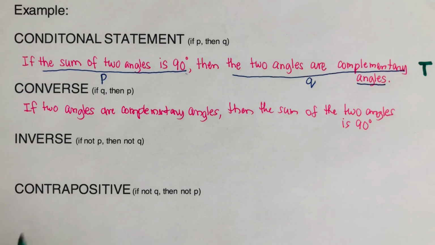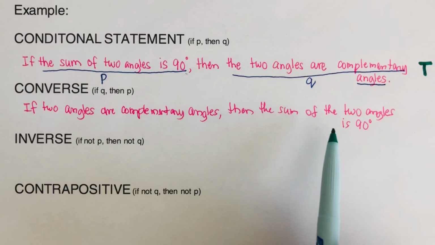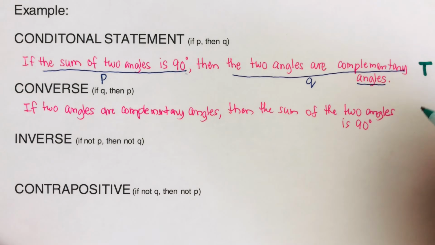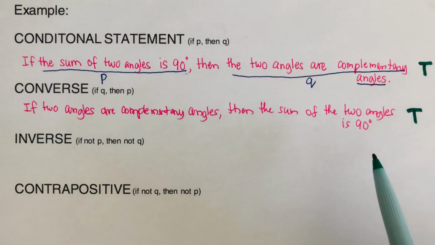Let's look at it again. If two angles are complementary angles, then the sum of the two angles is 90. This statement is true. Complementary angles will always have a sum of 90.